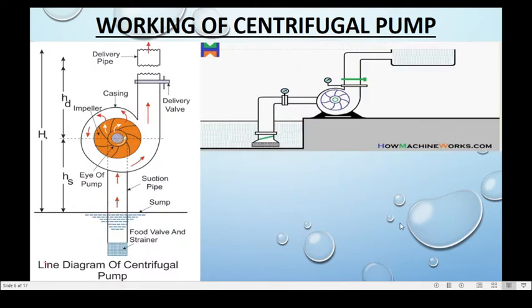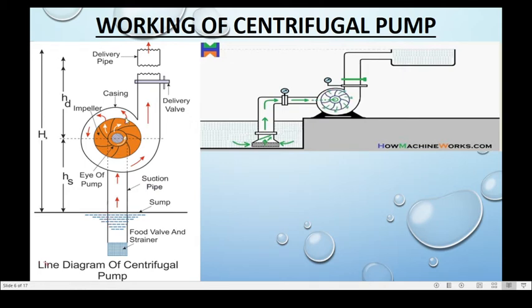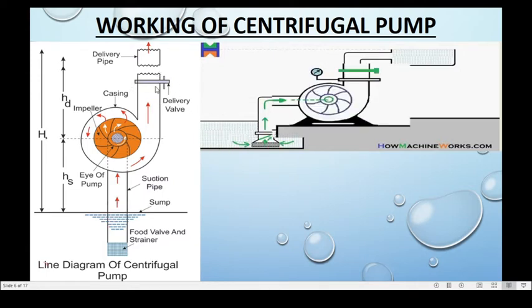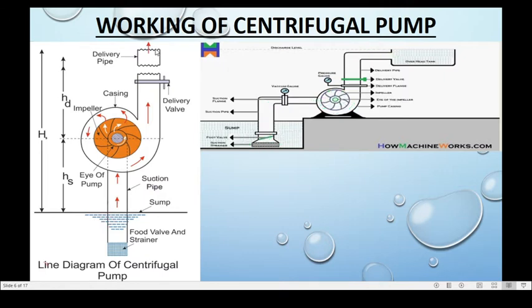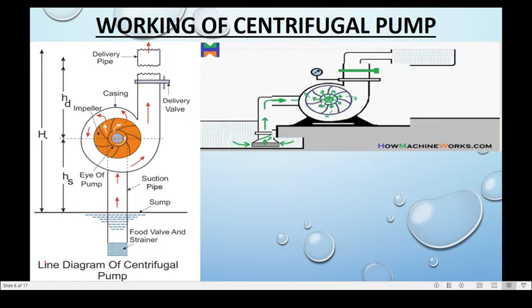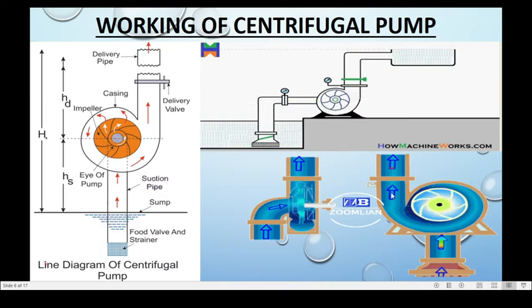Okay, so next case here you can see with the help of which we can deliver water from one point to other point, and here you can see the delivery valve. So what does the delivery valve do? Delivery valve prevents the backflow of water, and it forwards the water to the delivery pipe. Okay, next this is the line diagram. Here how the foot valve opens, here it goes to the impeller, then to the casing, and then to the delivery valve and the delivery pipe. Next is the same diagram you can see here.